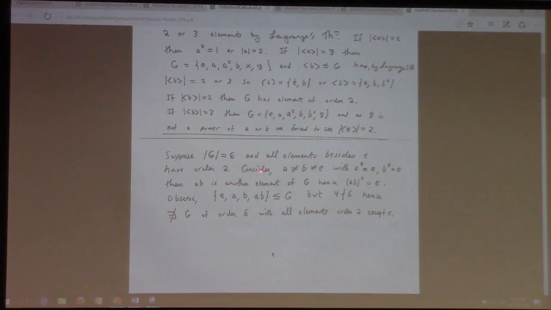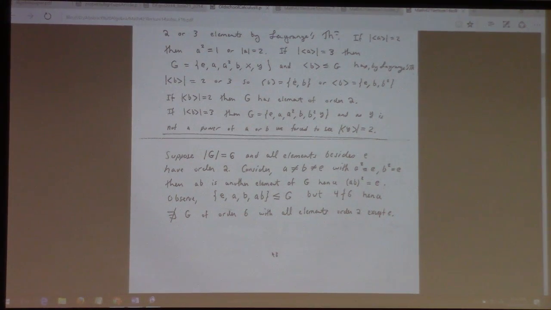All right. So A not equal to B not equal to E, with A squared equal to E, B squared equal to E. Then AB is another element of G with AB squared equal to E. So E, A, B, AB is a subgroup of G, but hold on a second. 4 does not divide 6, so no can do.